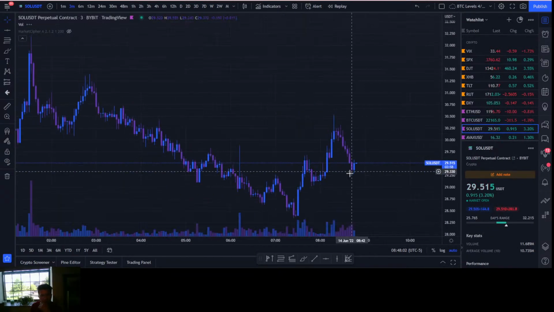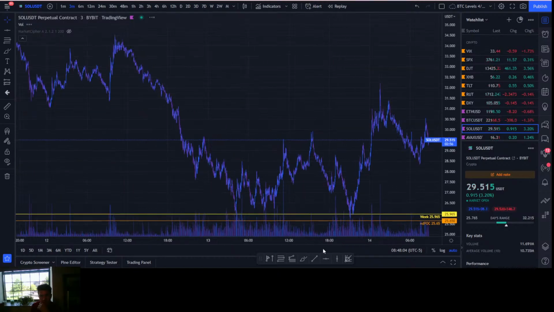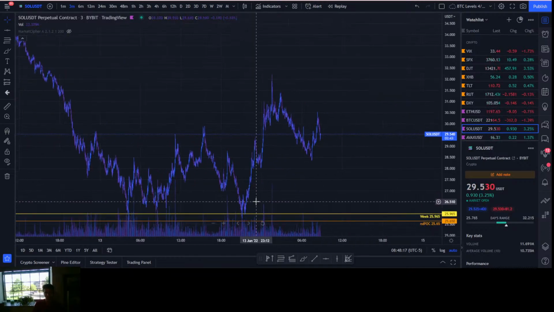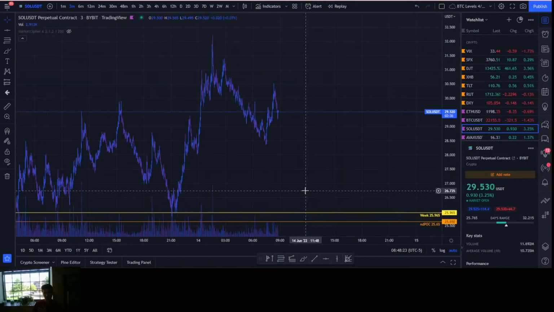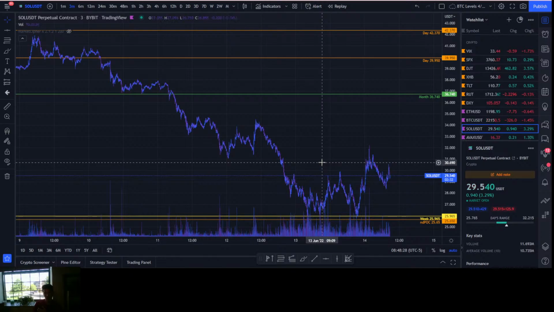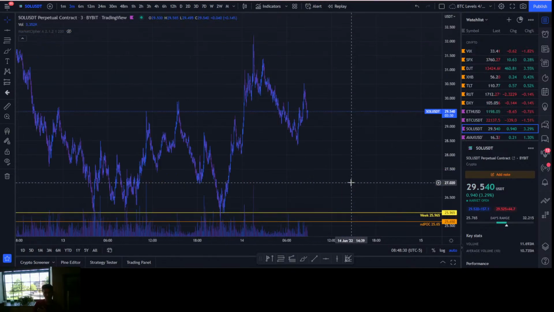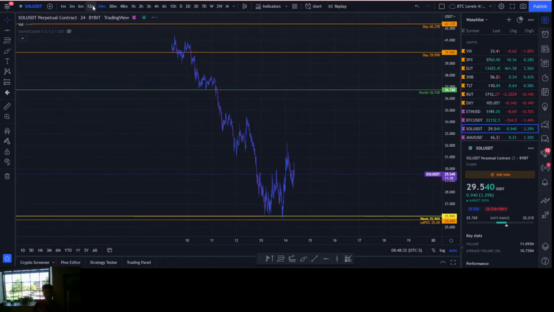So looking at Solana real quick, we have been hovering around this weekly level at roughly 25.90, and it has been pretty respected and well defended. Solana is something I'm largely DCAing into compared to Ethereum and Bitcoin. Again, not financial advice, but it is at kind of a low.